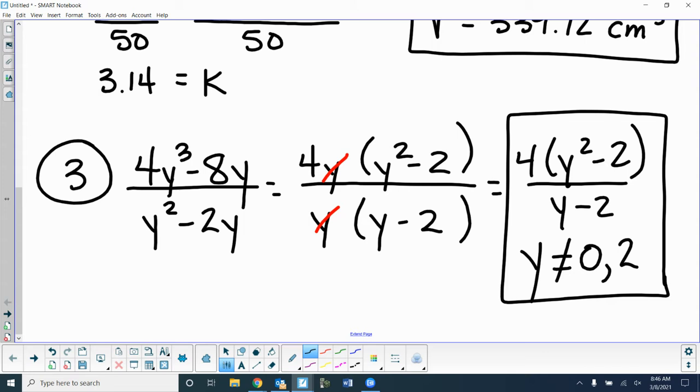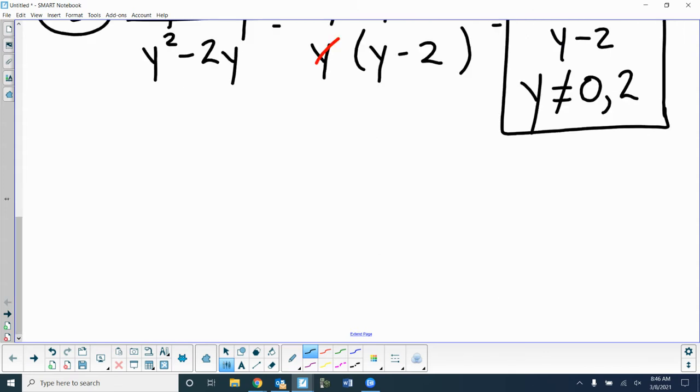Remember, a variable is representing a number. That's what those are. So it can never be 0, because 0 times whatever would be 0, right? So you always don't look at this part for your restrictions. Look at the original denominator after you have it factored. Any other questions on number 3?